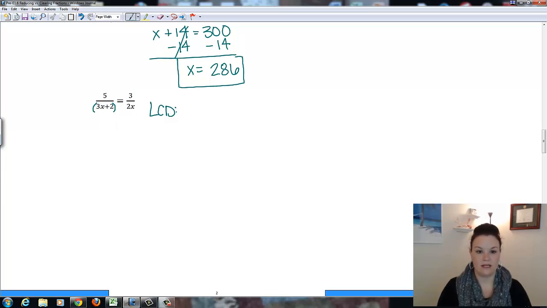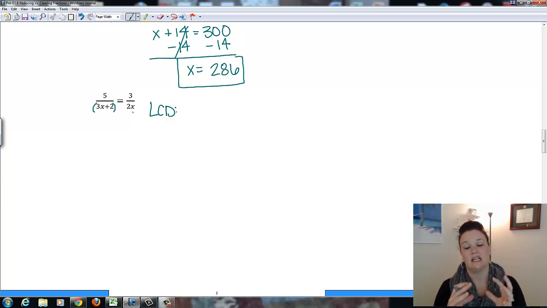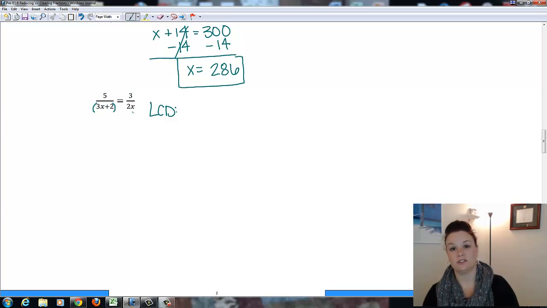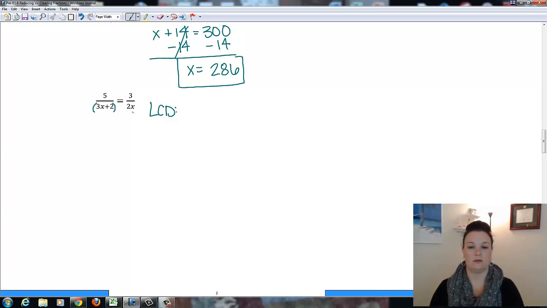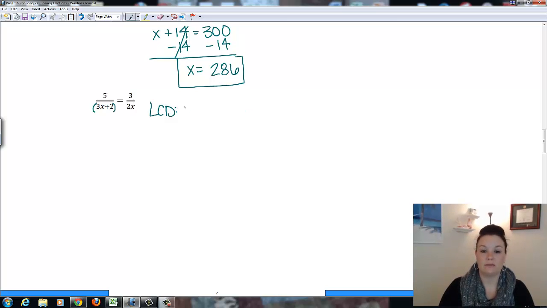I can't say, oh, this one has 3 x's and this one has 2 x's, so how many x's do I need? Because that 3x is stuck like glue to that 2 with the plus sign. So 3x plus 2 has to be in my least common denominator, just like on the other side, 2x has to be included in my least common denominator. So that means my least common denominator in this case would be 2x times the quantity, 3x plus 2. So that's what I'm going to be multiplying by on both sides.